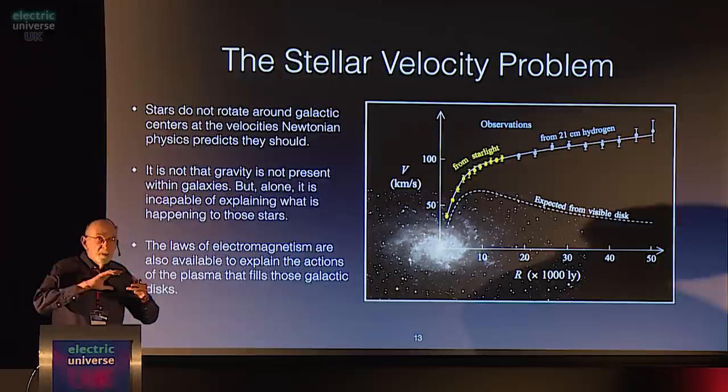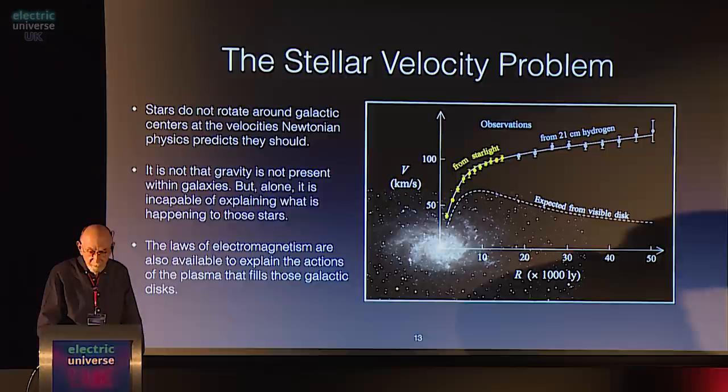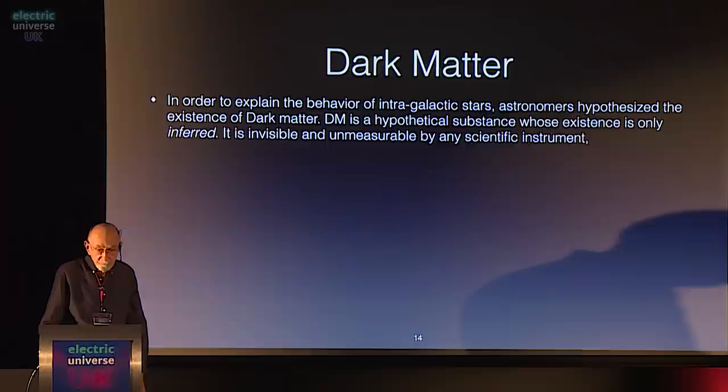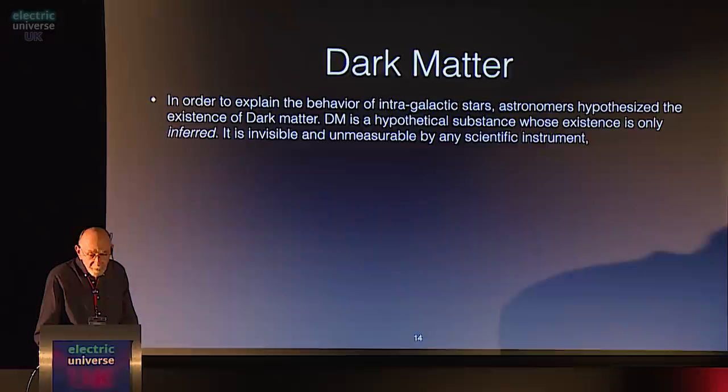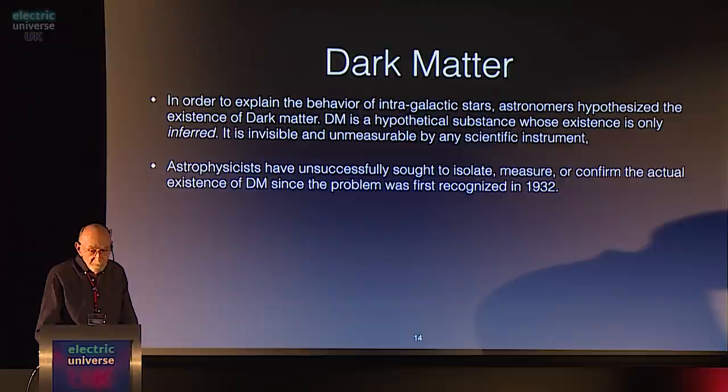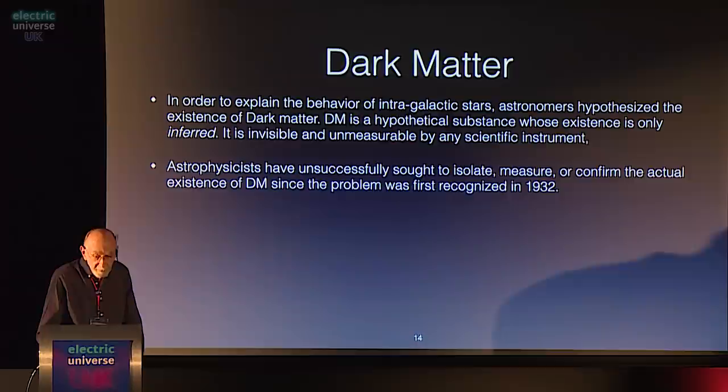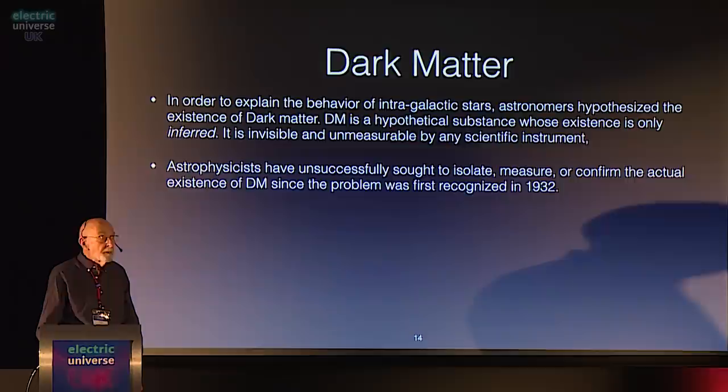So how do we reconcile that difference? Well, in order to explain the behavior of the galactic stars, Vera Rubin said there's dark matter, and astrophysicists have unsuccessfully sought to isolate, measure, or confirm the actual existence of dark matter since the problem was first recognized in 1932. That's 85 years. For 85 years, astronomers have been seeking dark matter.